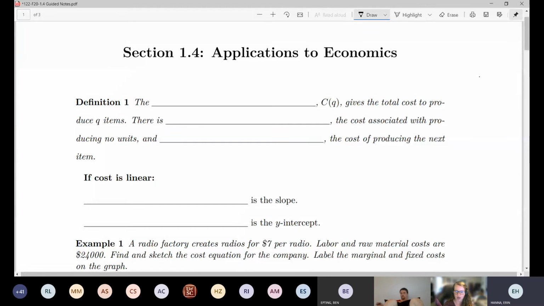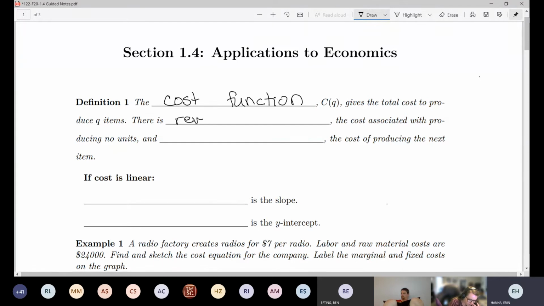So we have the cost function, which is usually going to be C of Q. Now, note, most of these are always going to be in terms of Q. Sometimes they're in terms of different variables, but most of the time when we're talking about cost, revenue, and profit, it's using Q for quantity. So this is going to give us the total cost to produce Q items.